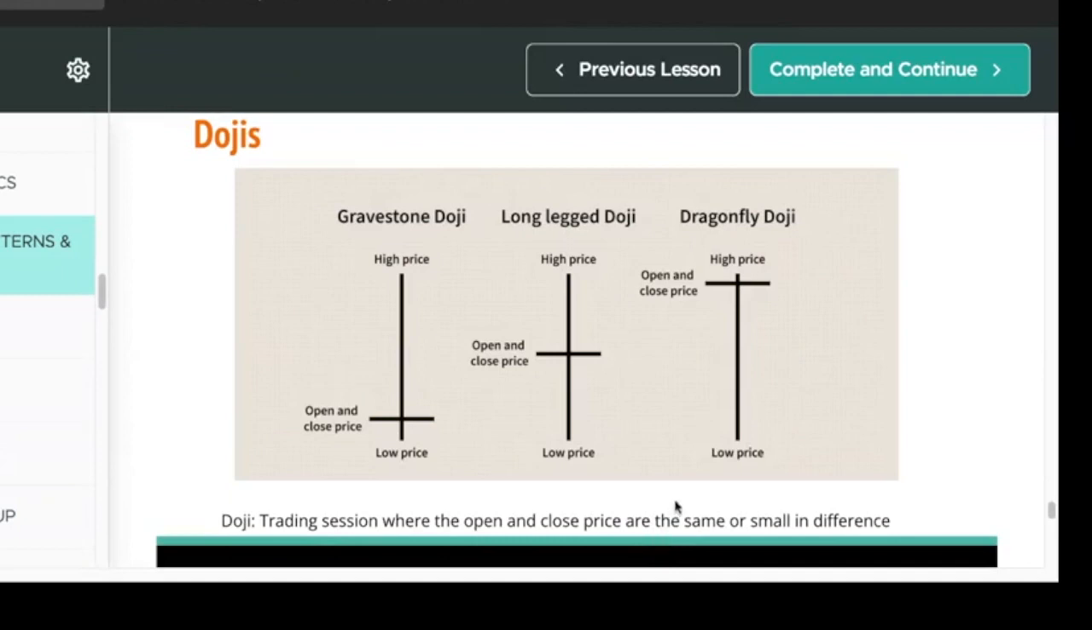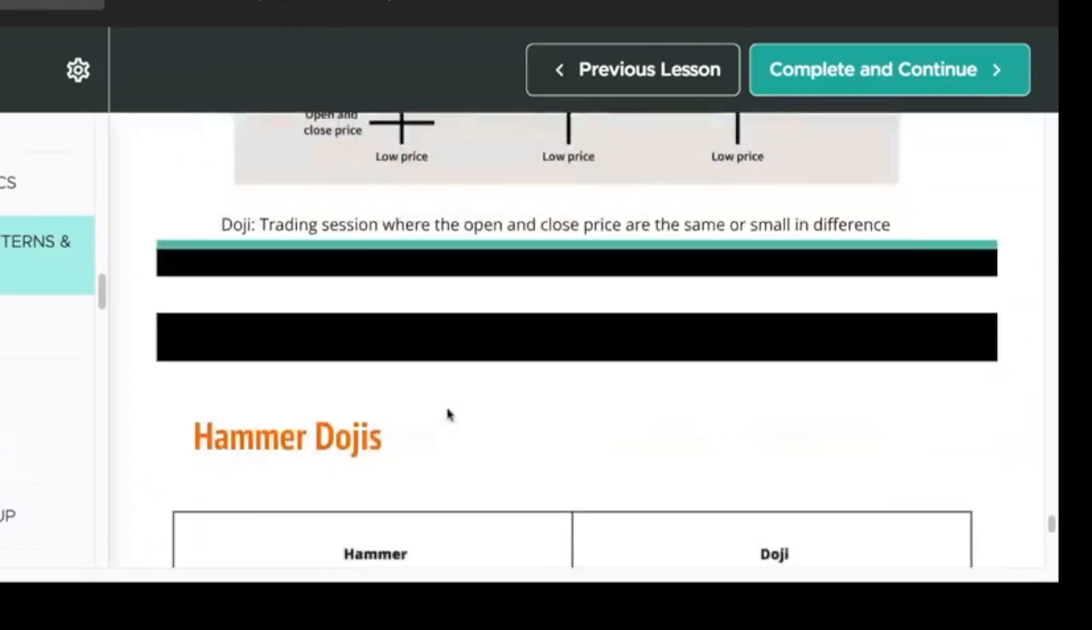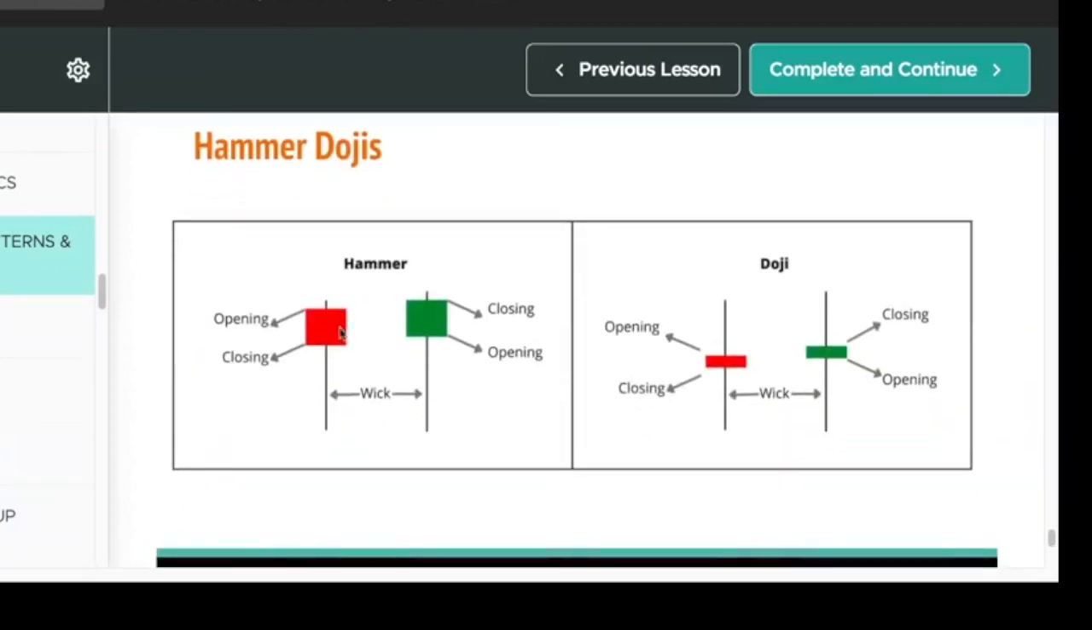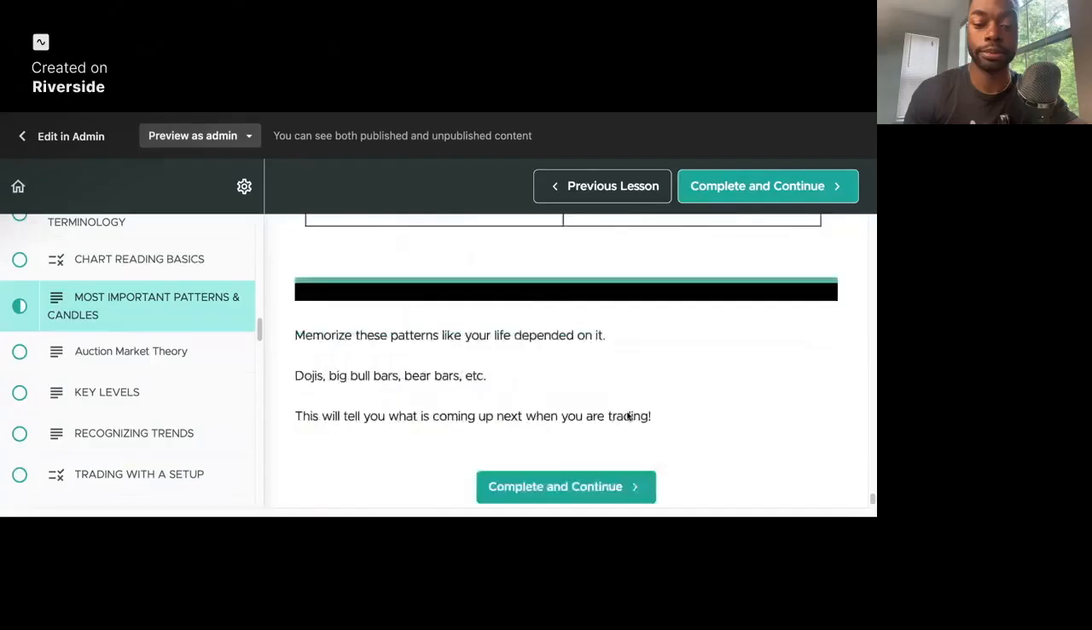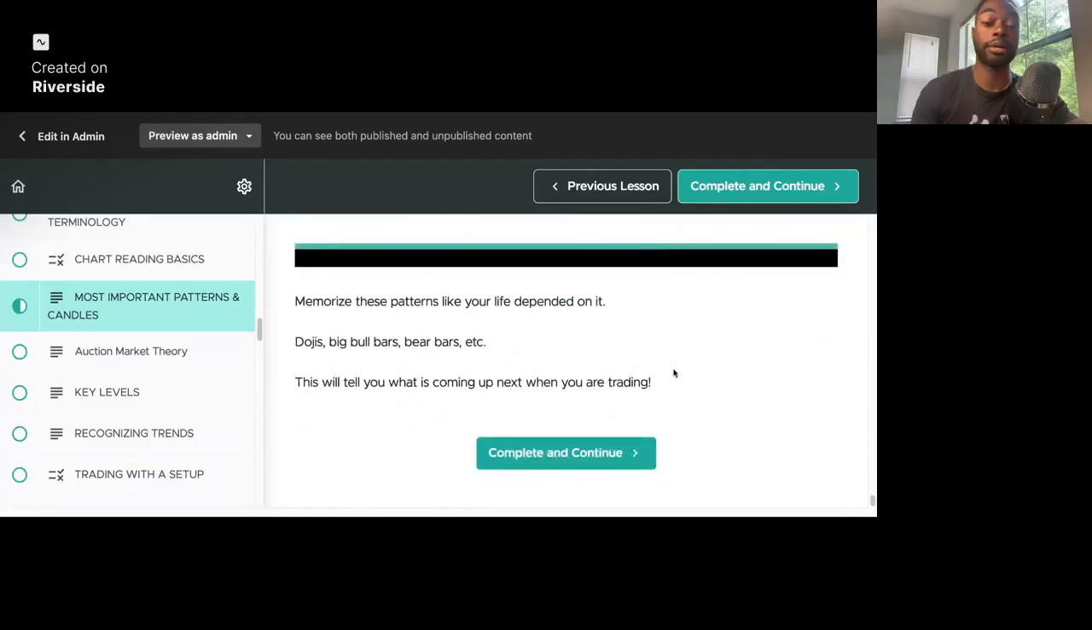And then again, we talked about dojis a little bit earlier, and dojis signify a close and open price that are similar or very small in difference. Therefore, you get these massive wicks at the top or at the bottom. Hammer dojis look like hammers. And then this is just a typical doji here on the side. So memorize these patterns like your life depended on it, because these dojis, big bull bars, bear bars, etc., they'll tell you a story of what's coming next on the chart.